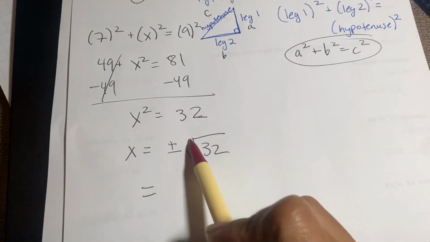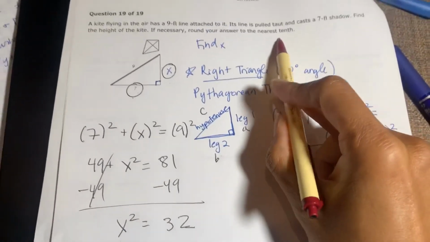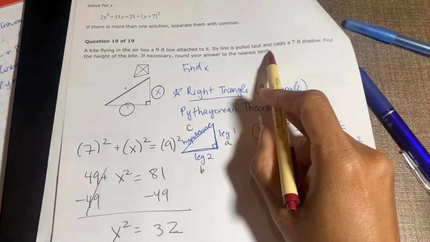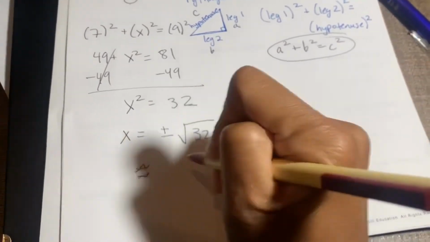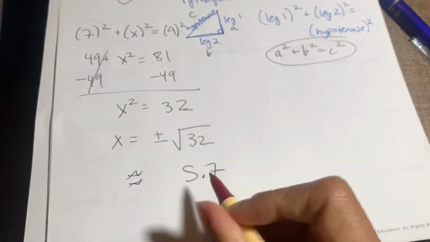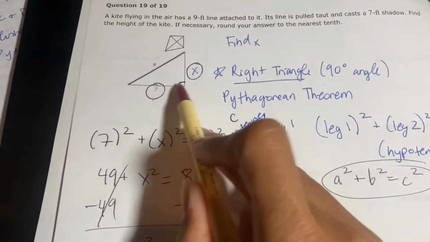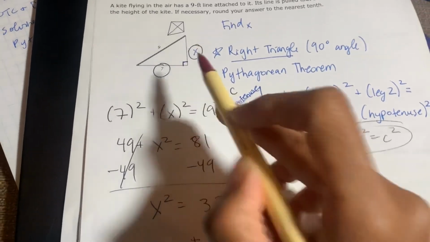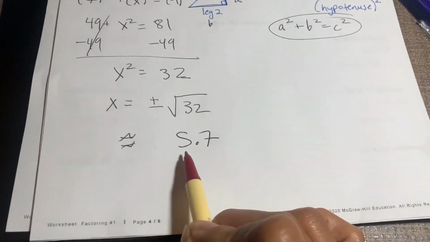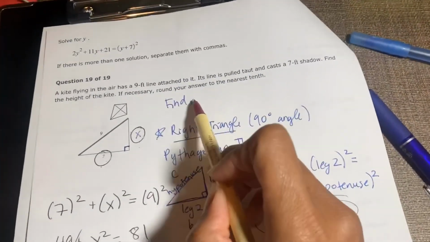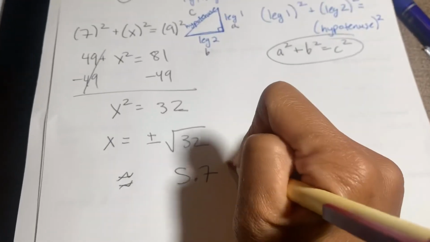So when you plug the square root of 32 into your calculator and round to the nearest tenth, which means one decimal digit, you end up getting approximately 5.7. And there's a plus or minus, but since we're talking about a physical length or distance, it has to be positive. So the negative answer we omit, and we just have the positive answer, 5.7. And since we're also talking about measurement, this is in terms of feet. So 5.7 feet.